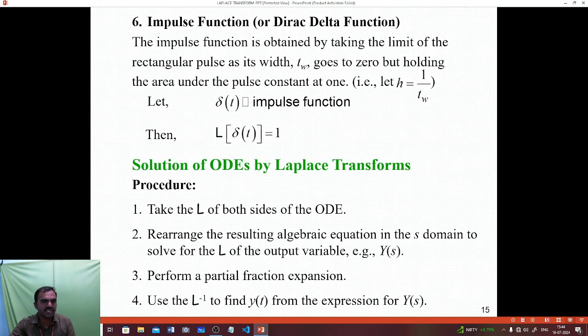Next, the impulse function or Dirac-Delta function.